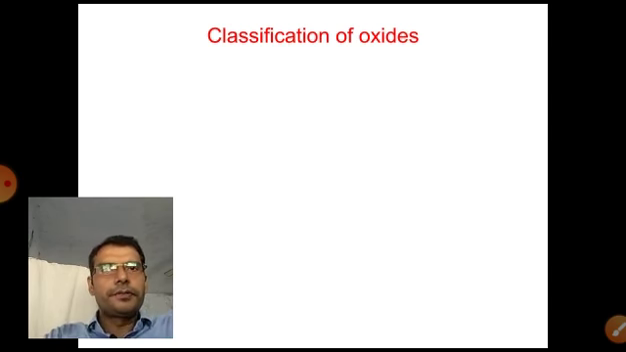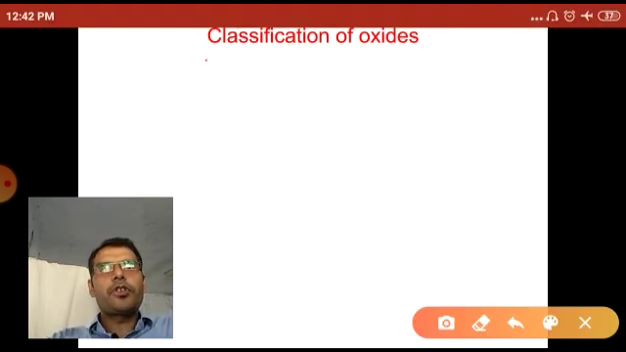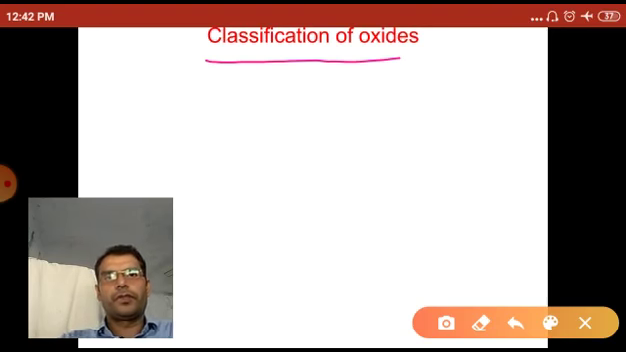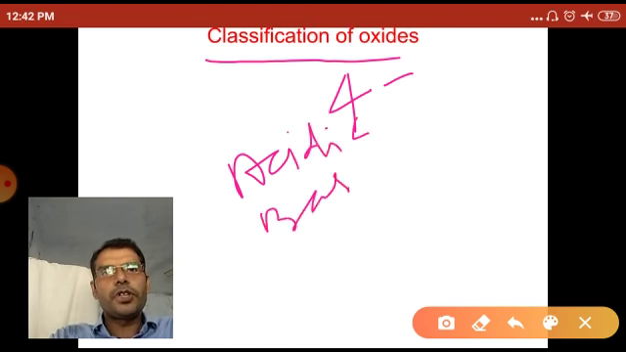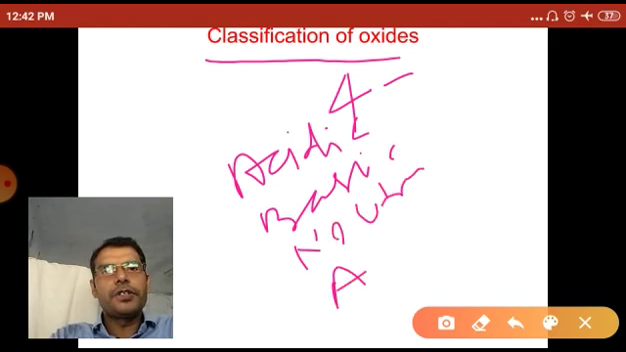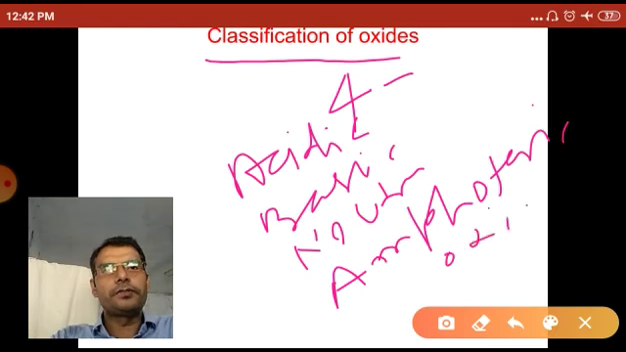Come to the topic, classification of oxides. Oxides can be classified into 4 categories: acidic oxide, basic oxide, neutral oxide, and amphoteric oxide.